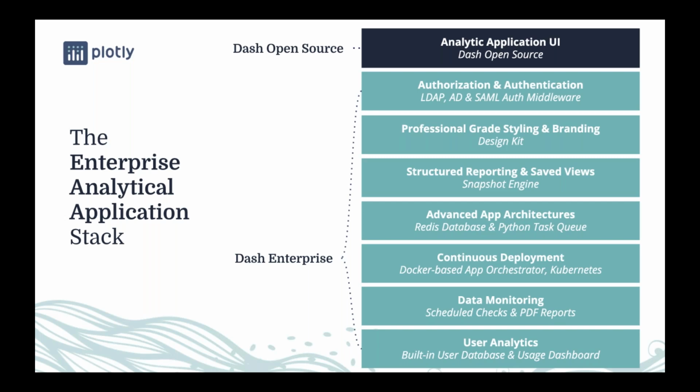Dash Enterprise supports software development best practices such as continuous integration and continuous deployment. Dash applications can implement scheduled checks that can send alerts or reports to stakeholders as data streams evolve. And finally, Dash Enterprise includes user analytics for every app, enabling data scientists to validate that their app is being used and delivering the business value that their job entails.